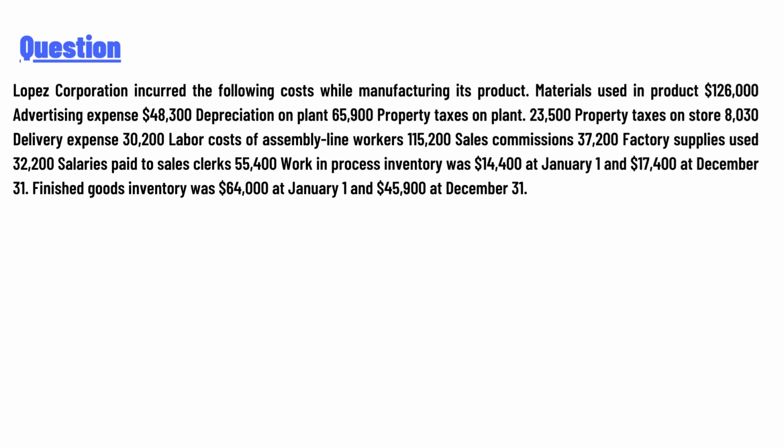55,400. Work in process inventory was 14,400 January 1 and 17,400 December 31. Finished goods inventory was 64,000 January 1 and 45,900 December 31.